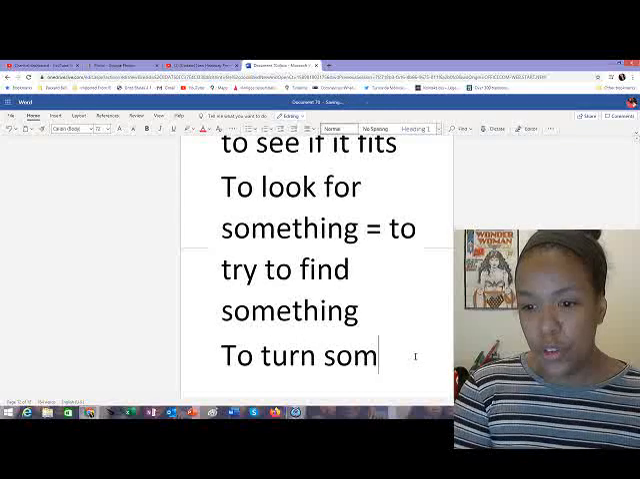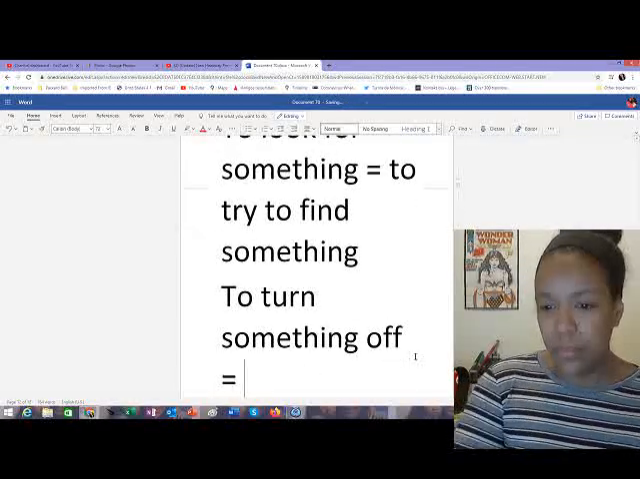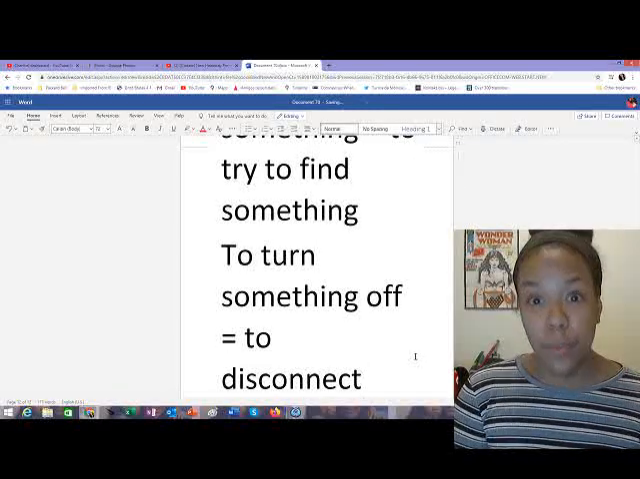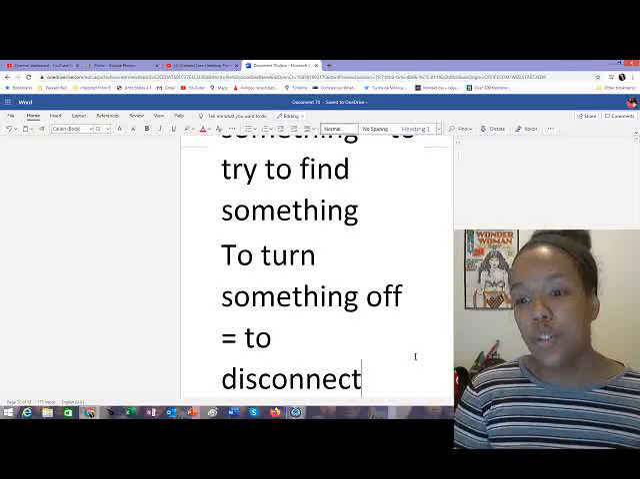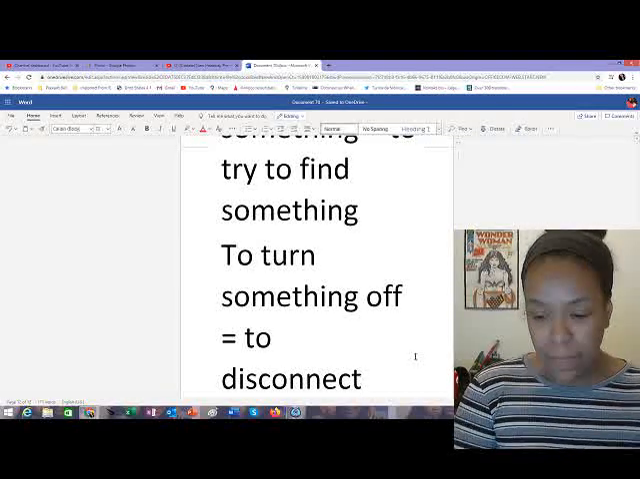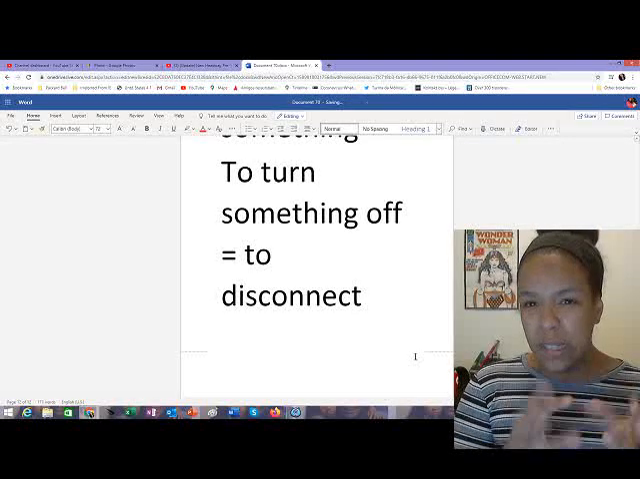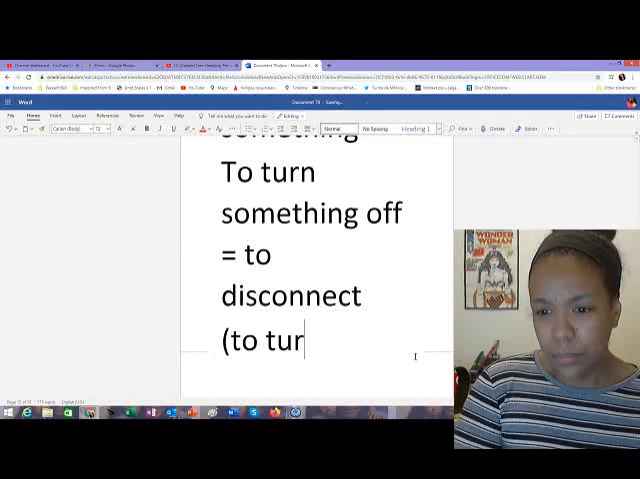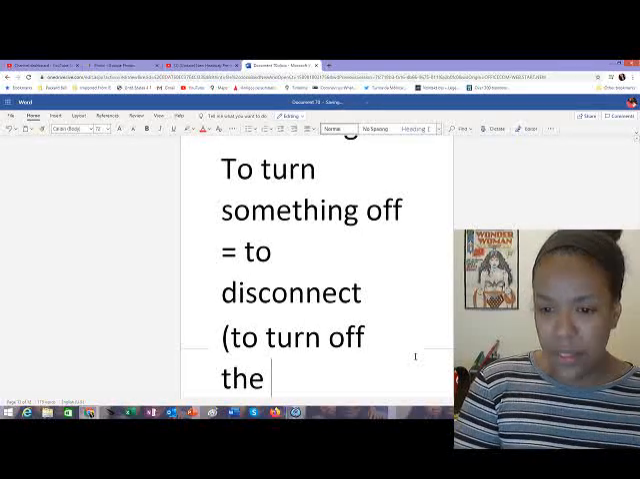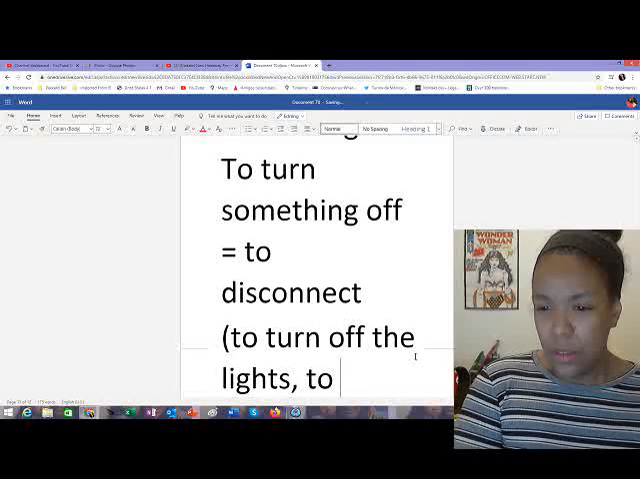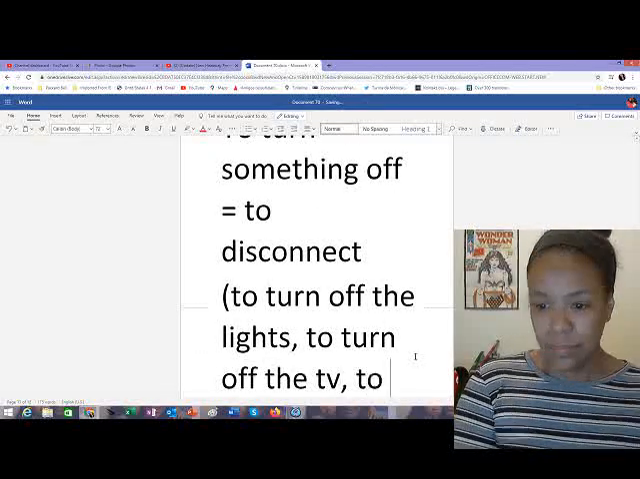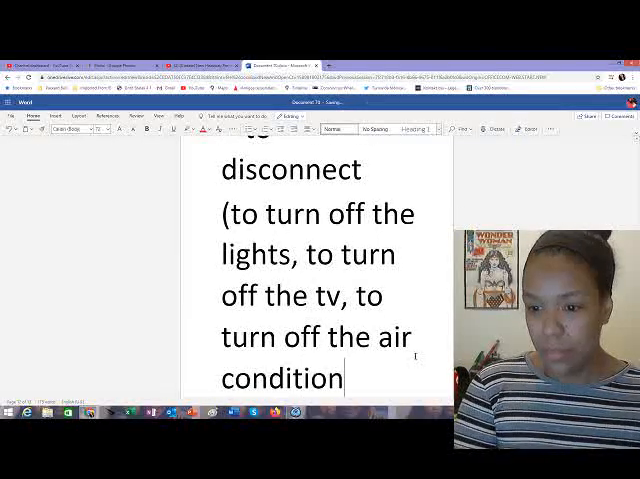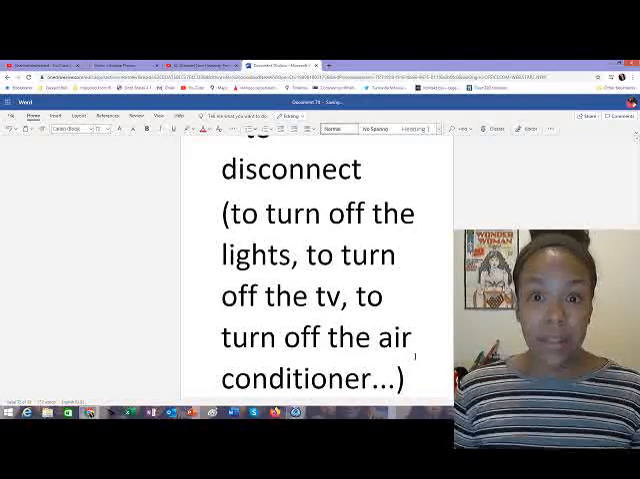To turn something off, to disconnect something, to turn off the radio, to turn off the TV, to turn off the lights. I'm using disconnect loosely, but I'm just going to put some examples. To turn off the lights, to turn off the TV, to turn off the air conditioner. Usually electrical appliances.